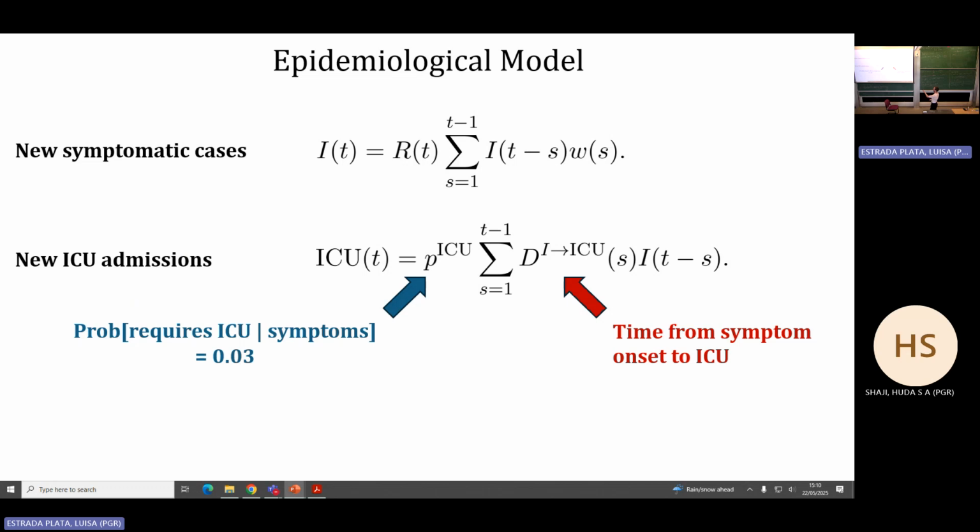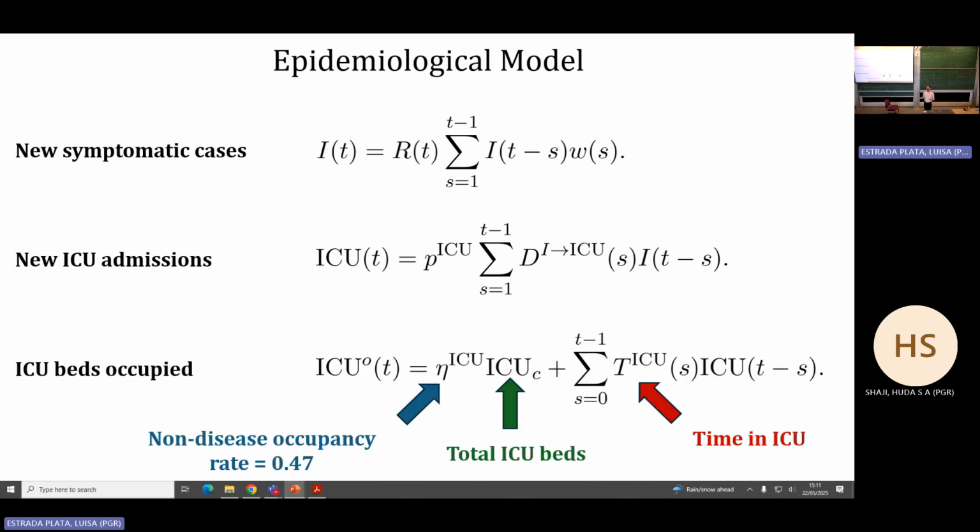So that describes transmission, but we need alternative distributions to translate changes in transmission to changes in ICU, because people take time to move to ICU, controlled by this distribution here. And then they spend some time in ICU themselves, controlled by this distribution here.